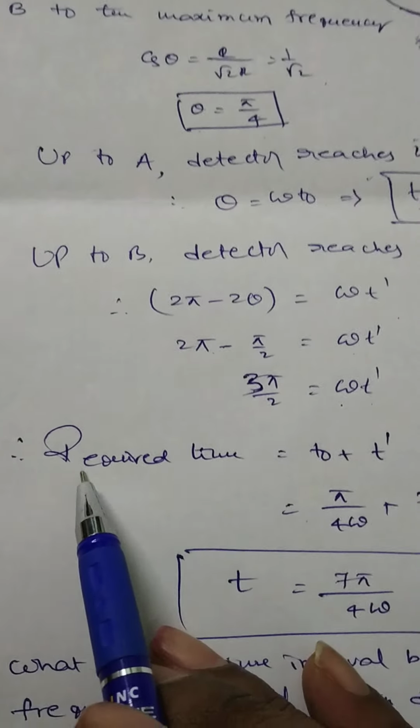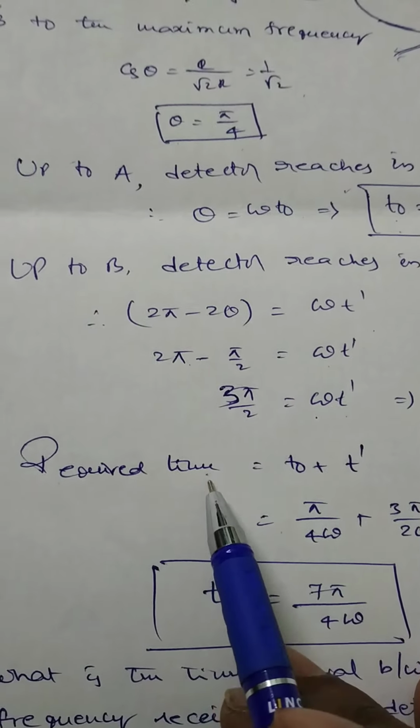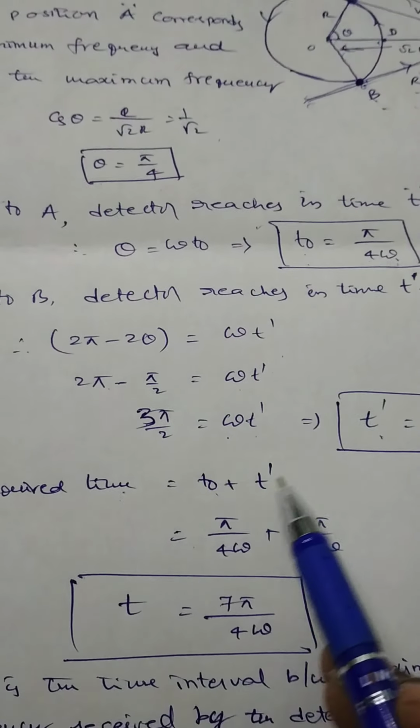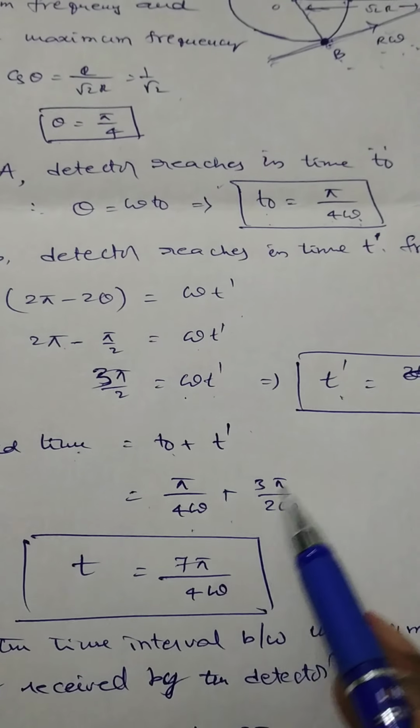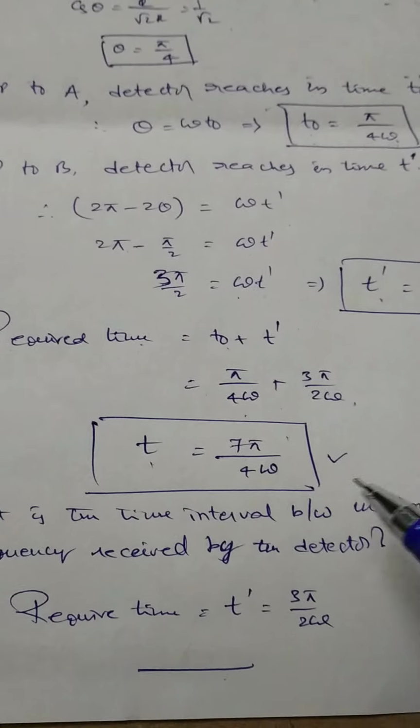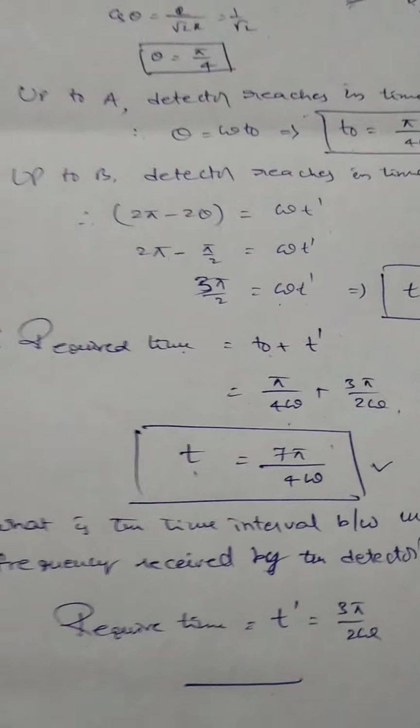Next, the total time taken to hear the first maxima is given by from D to A and also from A to B, t0 plus t dash, pi by 4 omega plus 3 pi by 2 omega. Therefore, T is equal to 7 pi by 4 omega. This is an advanced level question.